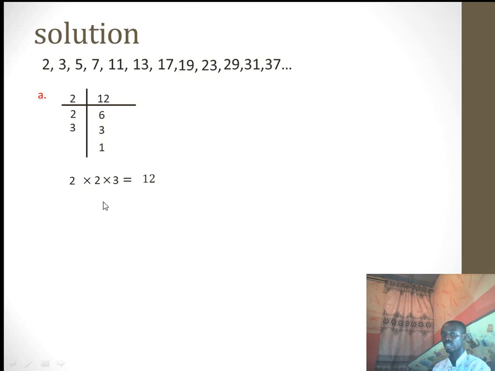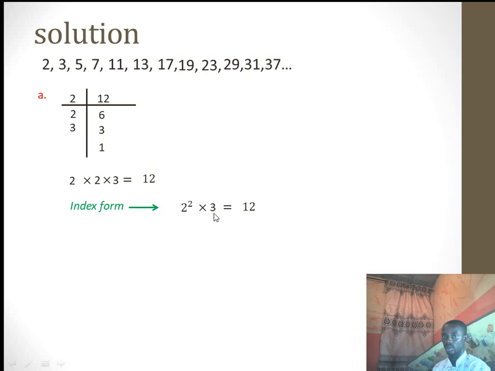Now your question will necessitate you to express them in index form. So how do you go about that? In index form, you have 2 appearing 2 times in the multiplication here. So that is going to be 2 raised to the power of 2, then multiplied by the only 3. Okay, so it's still the same thing, but you are expressing this in index form. So this is 2 raised to the power of 2 multiplied by 3, and we still have our 12. So this is 12 expressed as a product of prime factors.